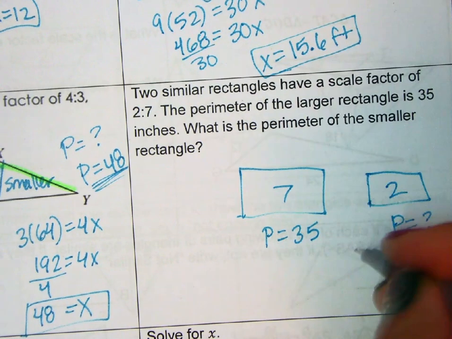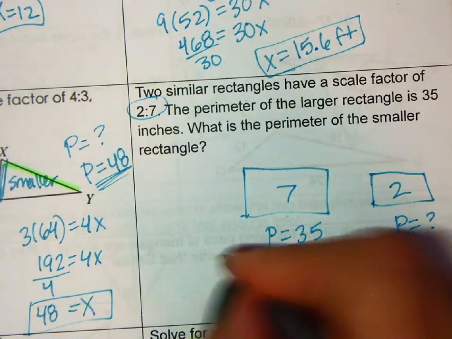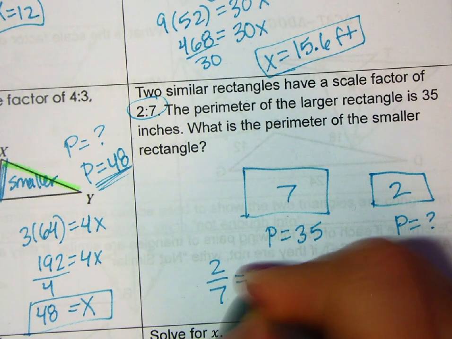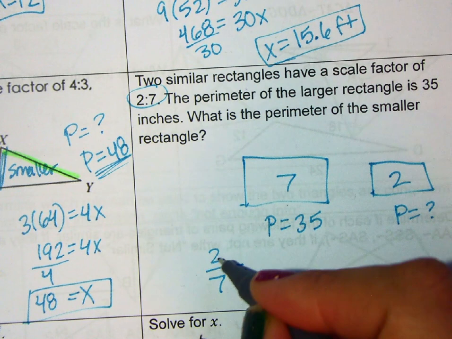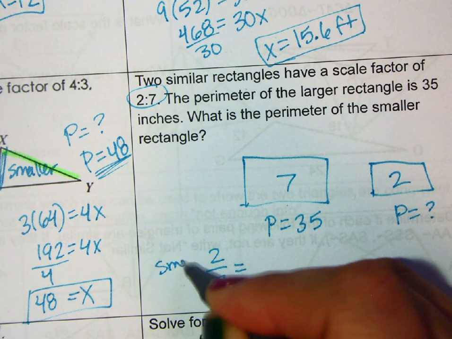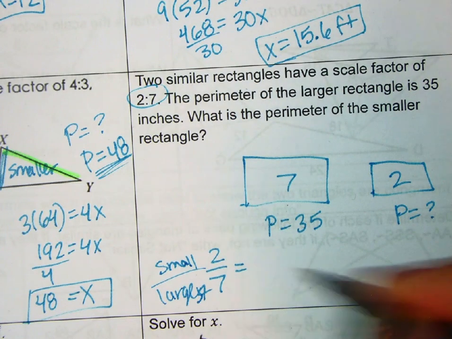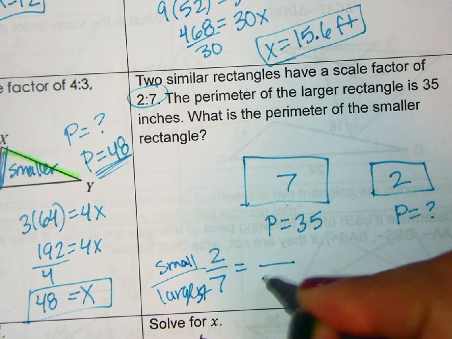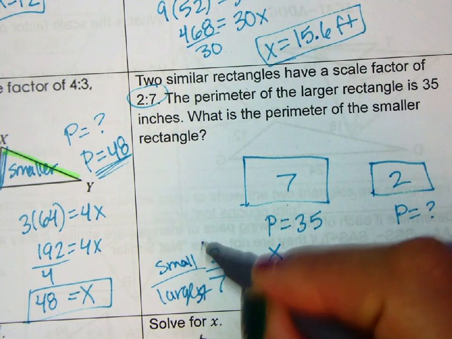So the proportion that we could write could be using the 2 to 7 equals, and then if we look at the perimeters, 2 is the smaller rectangle, and 7 is the largest. So we're going to do the perimeter of 35 right here at the bottom, because that's for the largest, and we don't know the smallest.